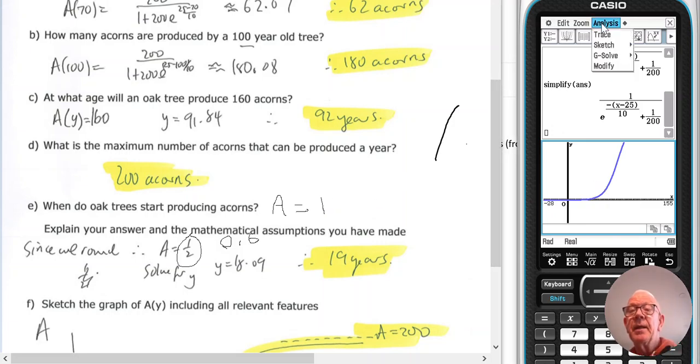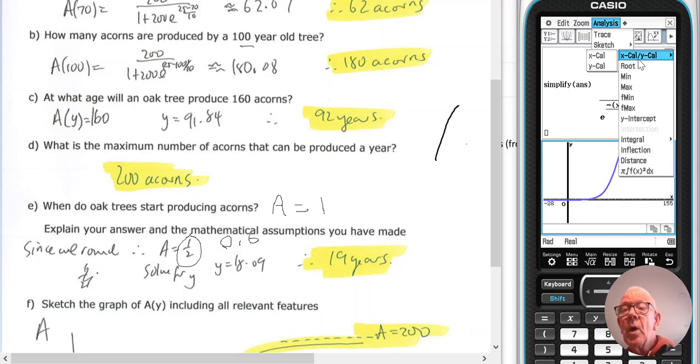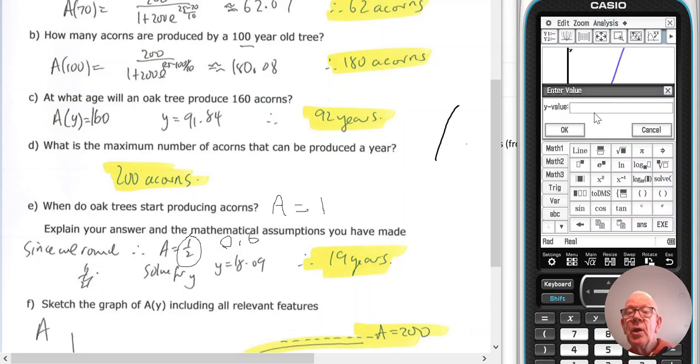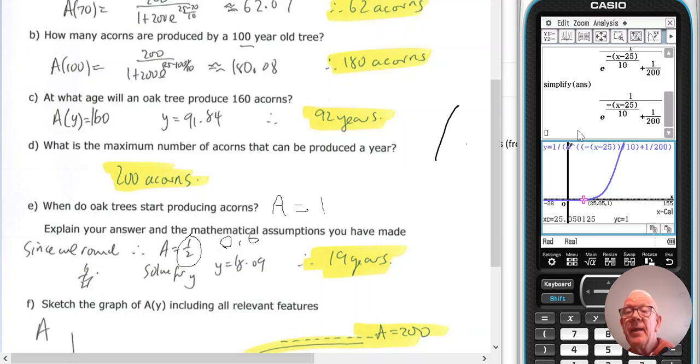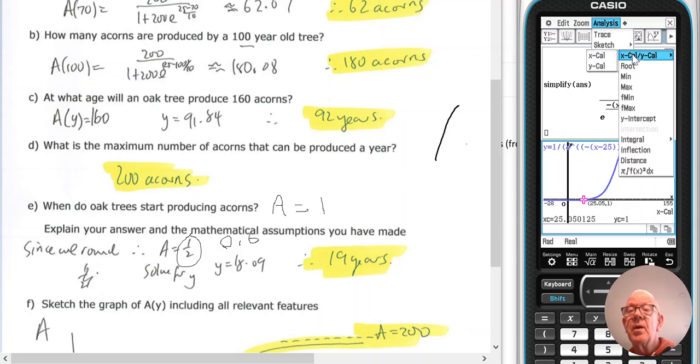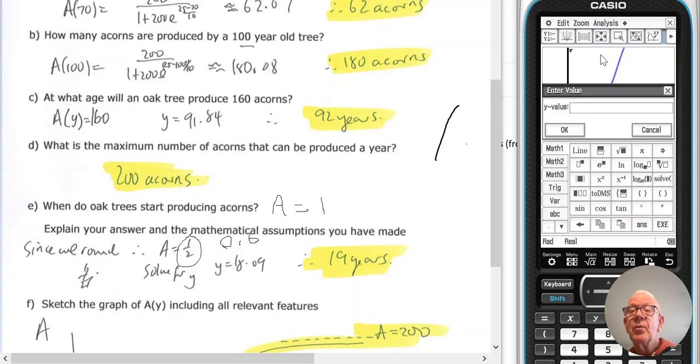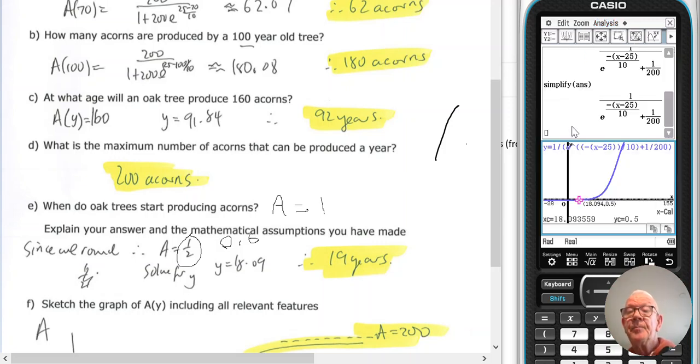If I come here, analysis, G-Solve, Y-Calc, X when Y equals 1, the answer is 25.05 years. But if you do analysis, G-Solve, Y-Calc, X when Y equals 0.5, it gives you the 18.09. So I'll accept 19 years or 26 years.